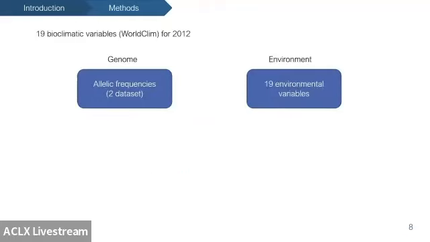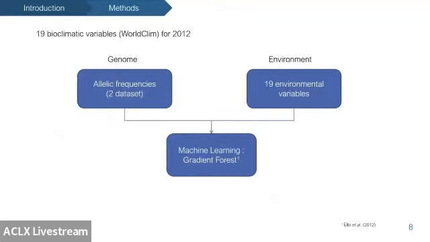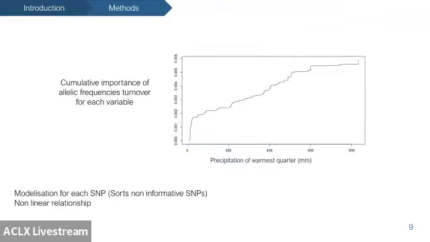Then we associated those two allelic frequency datasets separately with 19 bioclimatic variables with the machine learning approach called gradient forest. So this is an approach that is based on random forest, but I won't go into much detail about the method here. The only thing you need to know is that one of the main outputs of this method are these types of curves, which are called turnover curves, that are outputted for each environmental variable in the model. This curve tells you how much the allelic frequencies of all your SNPs change according to an environmental gradient.